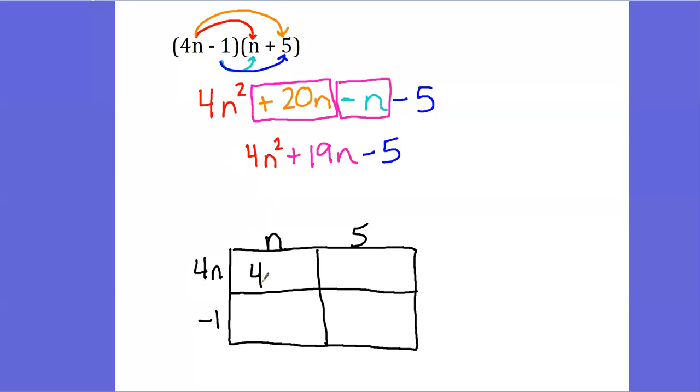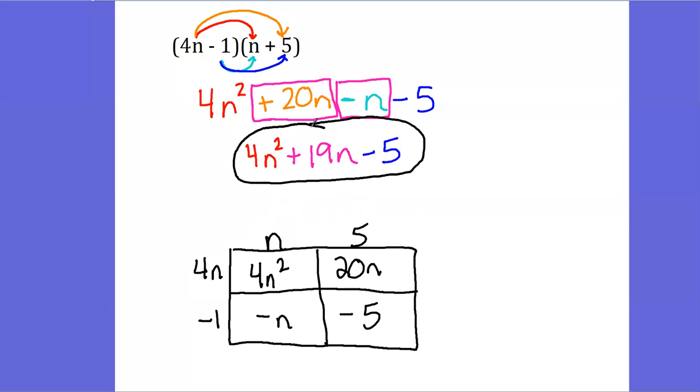4n times n is 4n squared. 4n times 5 is 20n. -1 times n is -n. -1 times 5 is -5. And notice it's the exact same answer. You got the 4n squared plus the 20n minus the n minus the 5. Everything's going to work out the same way, and you're going to get this answer right here after you combine your like terms.